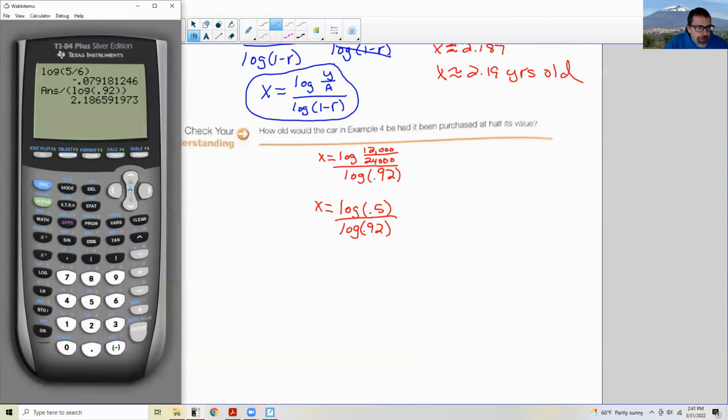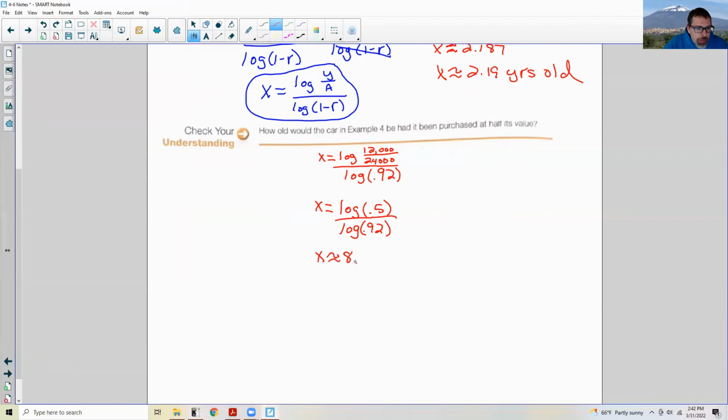So I go to my calculator, clear, log 0.5, enter, divide, log, oops, let me use parentheses just in case. I like to use parentheses and make sure I'm doing it right. 0.92, close the parentheses for the log and the denominator and hit enter. And X is 8.313. So X is approximately 8.31 years. So at about 8.3 years, that vehicle will be worth half of what it was new. Okay.